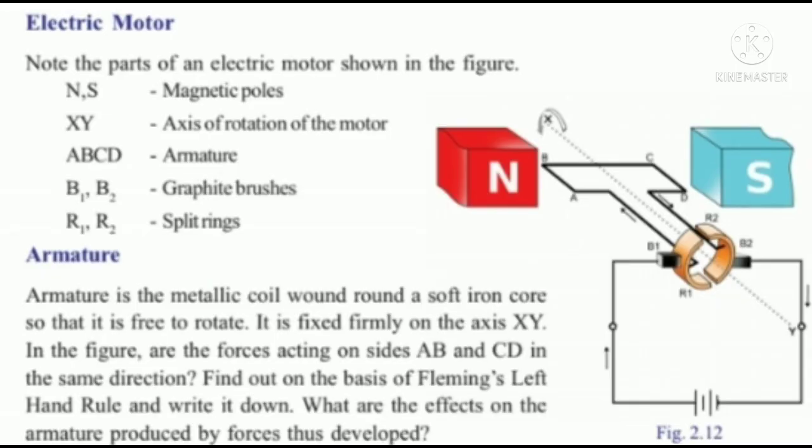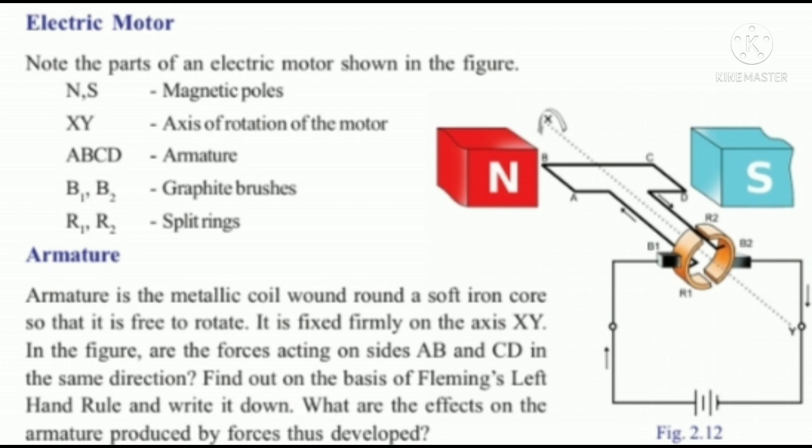Then what is armature? Armature is the metallic coil wound round a soft iron core so that it is free to rotate.